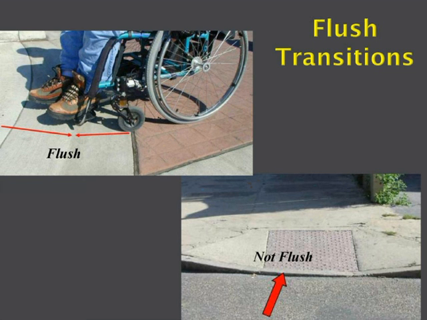Always have flush transitions. You don't want to leave any lips for that caster to trip on. And one of the things I like to point out on this slide is that upper left slide there, that's built pretty good, 5% counter slope. And you'll see that even with 5% counter slope, the clearance for that footrest isn't very big, so there's not a lot of play there. So you want to make sure that you don't go more than 5%.